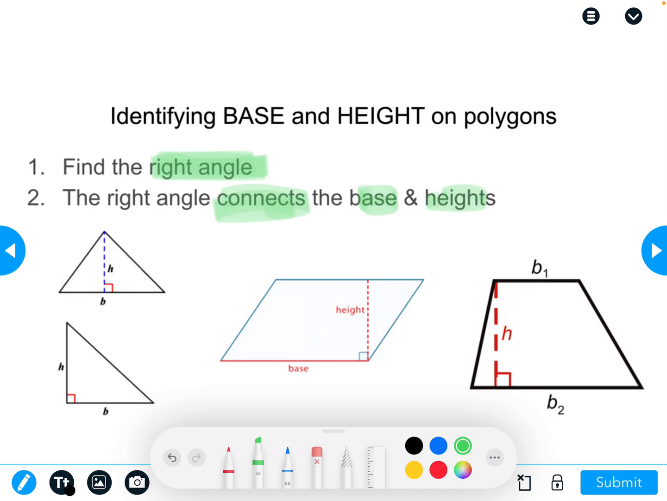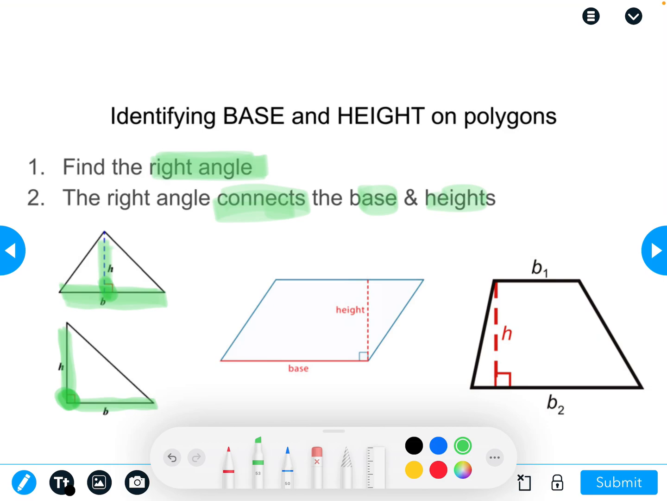So taking a look at that first triangle, the right angle is here in that red square. So the base would be down here on the bottom, and the height is a dotted line. So that height's not a side of the triangle, it's just showing how tall it is. Now the triangle below it is a right triangle, which changes things up. There's no dotted line because the right angle connects the base, which is a side of it, and the height, which is another side, because it's a right triangle.